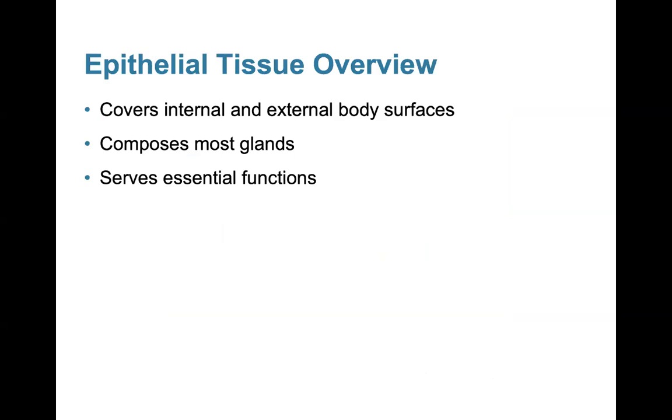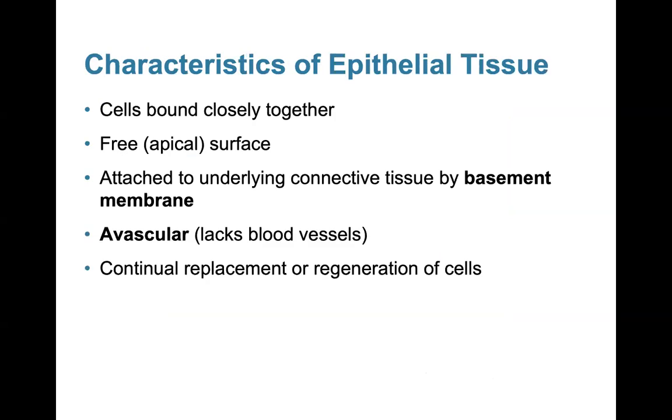So looking at epithelial tissue, it covers internal and external body surfaces. It composes most glands, and it serves essential functions. Some of those essential functions are that the cells are bound very closely together, and you'll actually have what we call a free or apical surface. This is the exposed surface. And then it's attached to an underlying connective tissue by what we call a basement membrane. So wherever you have epithelial tissue, which is most likely a barrier because it's a bunch of cells just all lined up next to each other, underneath that epithelial tissue you will have connective tissue.